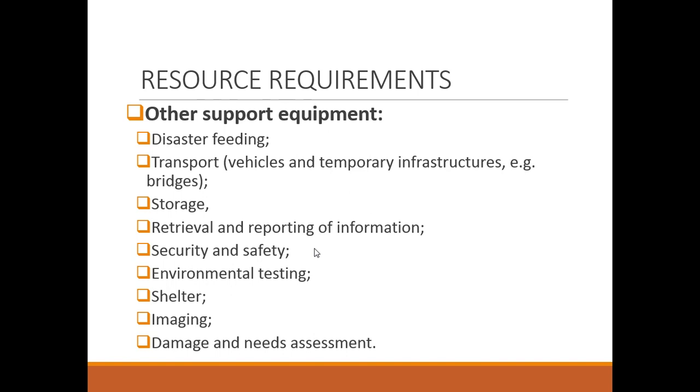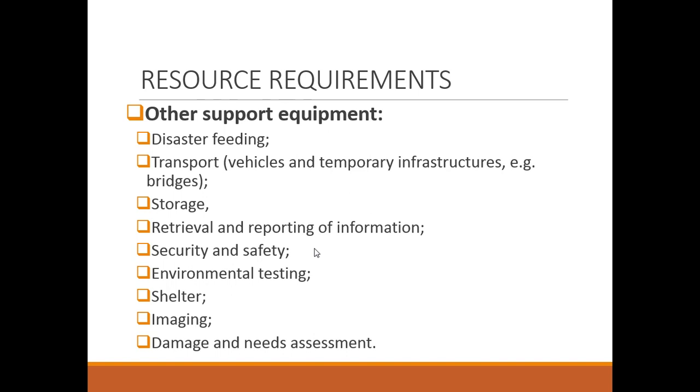Other types of support equipment that may also be needed would be disaster feeding. Remember we mentioned these types of facilities will require pre-planning, so stockpiling of food may be necessary so that in times of emergency food relief can be provided. Many times shelter might need to be provided. Environmental testing where there is an environmental disaster. Equipment will need to be available for environmental testing. Storage of many of these resources would be critical.